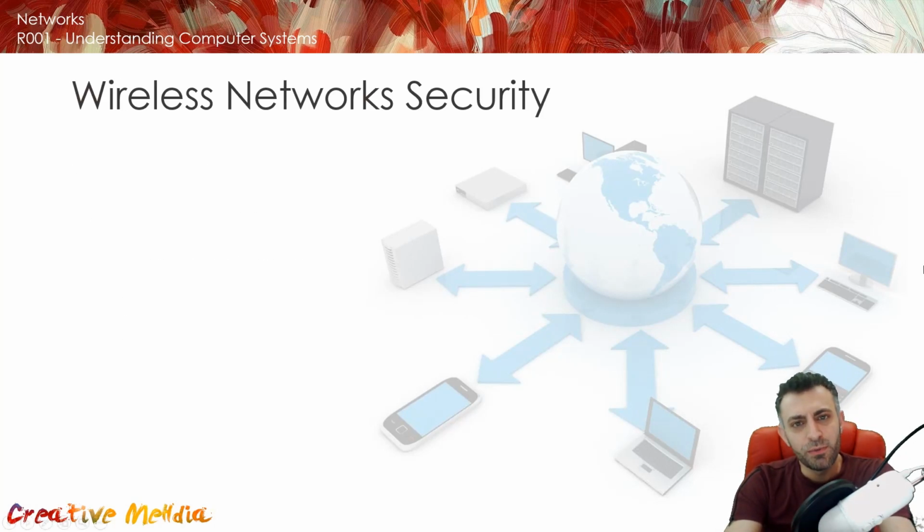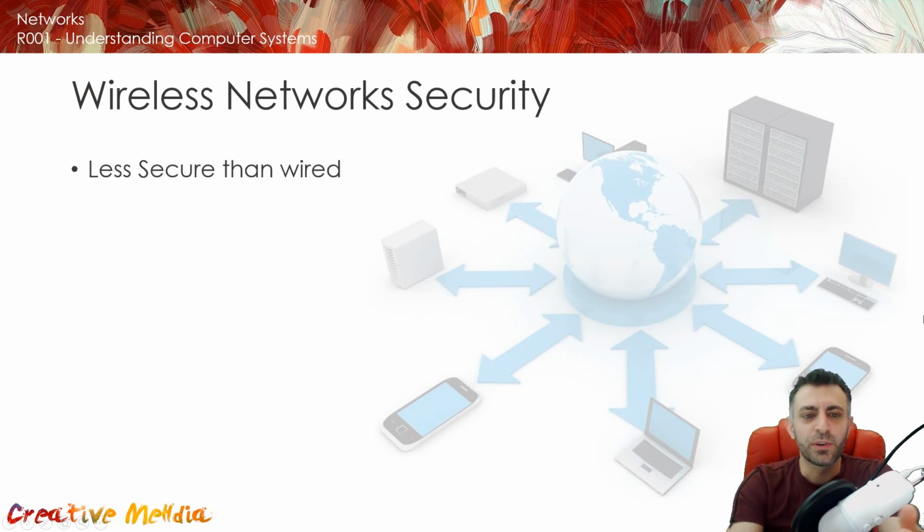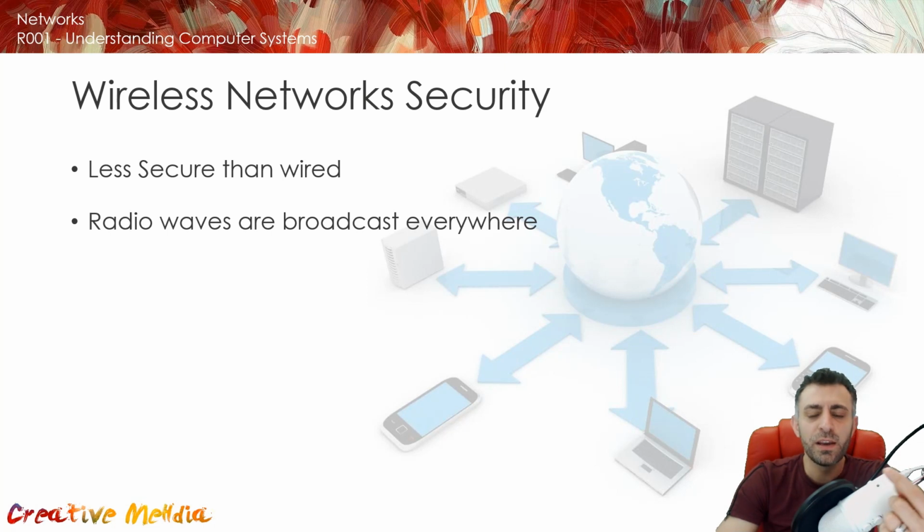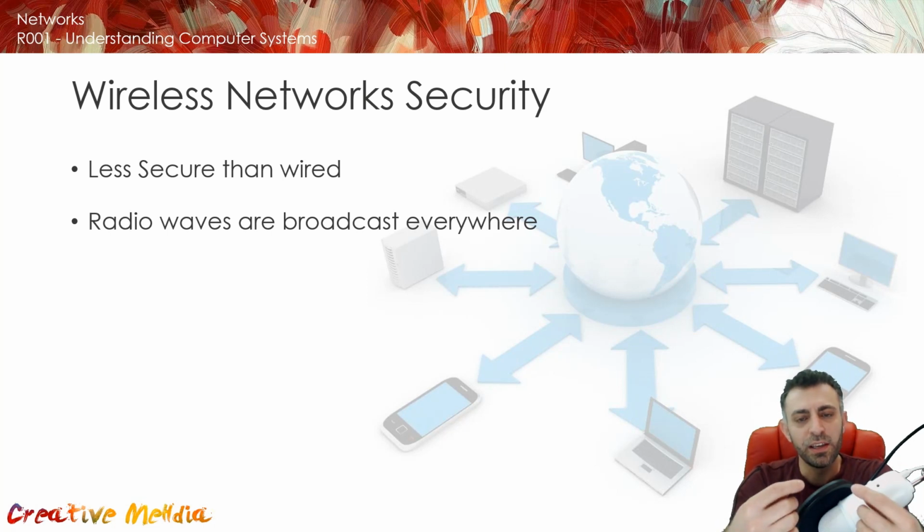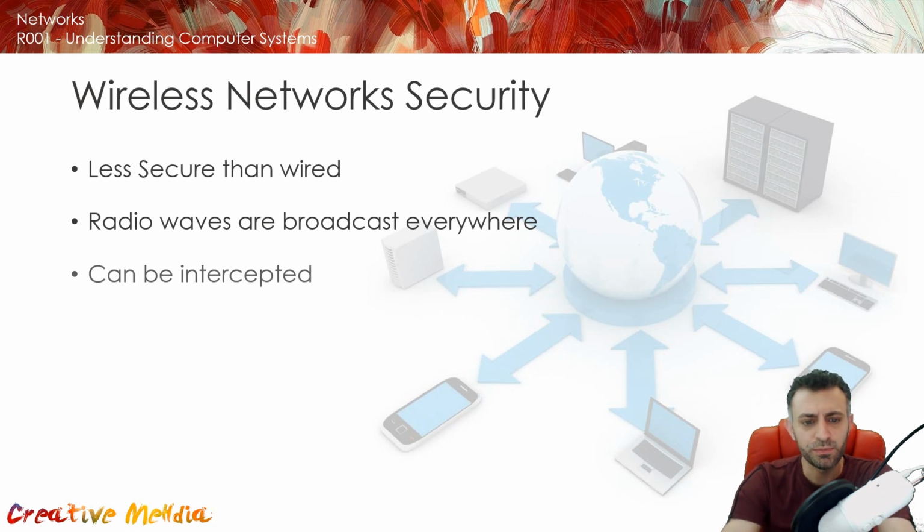So how do we protect a wireless network? As we discussed previously, wireless networks are less secure than wired. With a wired connection, you physically have to tap into the wired network to access the network. Whereas with a wireless network, everything is broadcast. The radio waves are broadcast everywhere. You can intercept those radio waves and get access to the network.